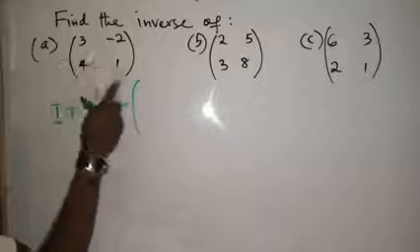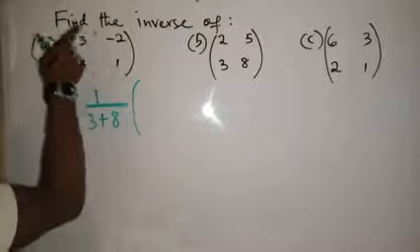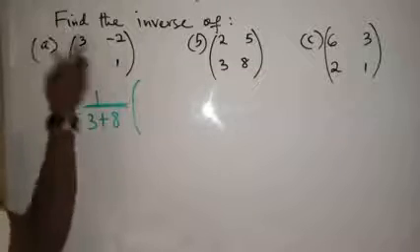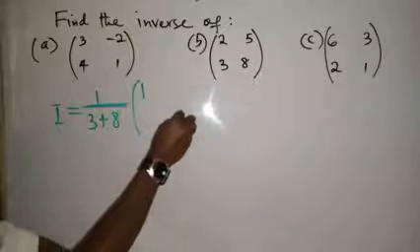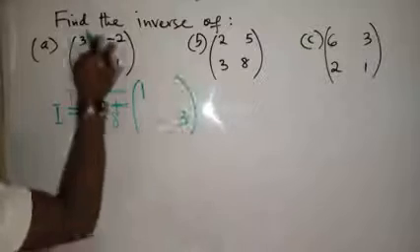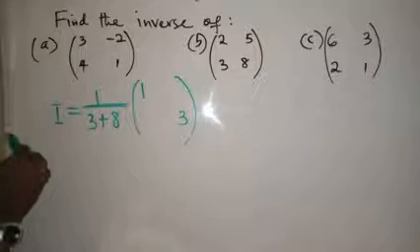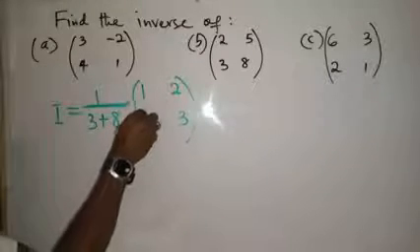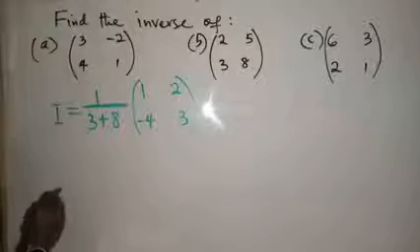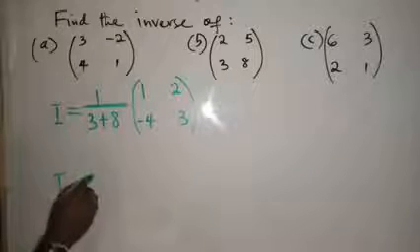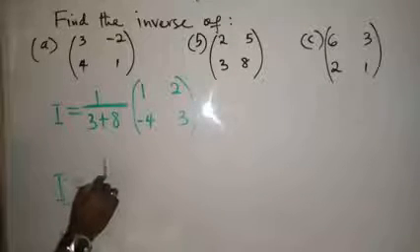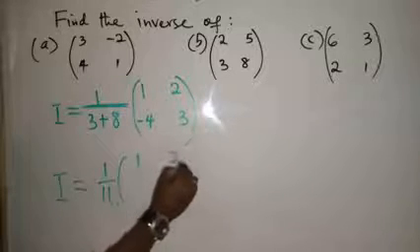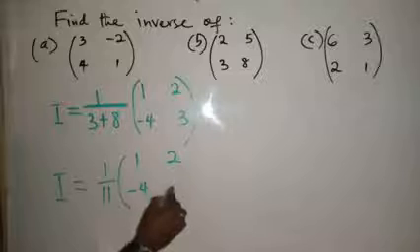Then what you need to note is that this value here will come over here, and this one here will come over here, which means they will change position. The leading diagonal entries will swap positions. So you have 1 here, and you have 3 here. Then the other ones will remain where they are, but you multiply them by negative. So when you multiply this by negative, it becomes 2, and multiplying this by negative, it becomes minus 4. So let's rewrite it. This is now going to be 1 over 11 times the matrix 1, 2, minus 4, 3.